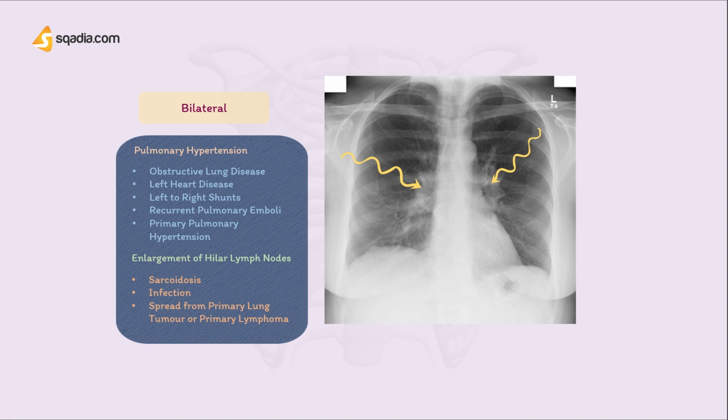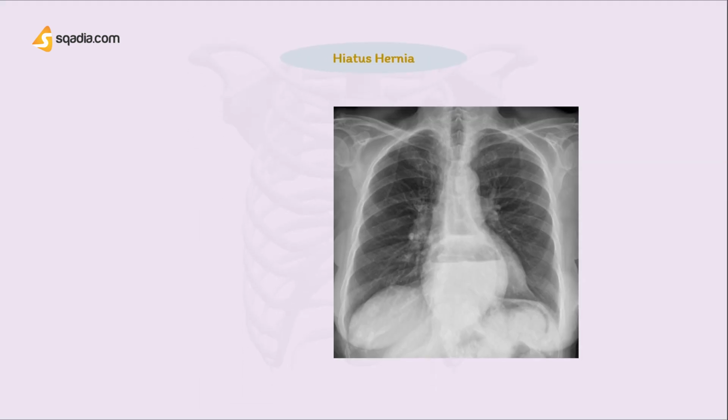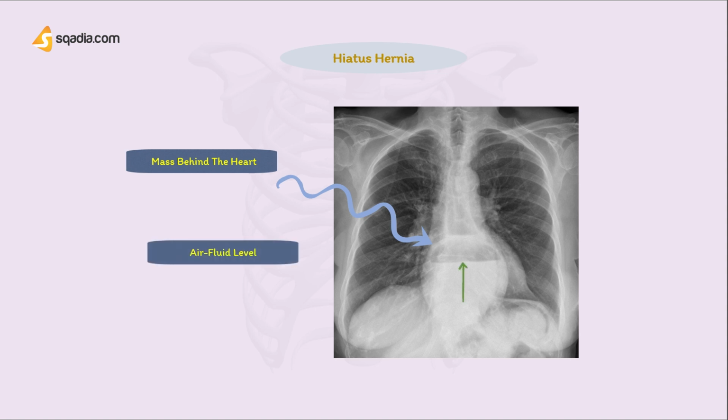And lastly, we have the hiatus hernia. Now, this is a herniation of the stomach into the thorax. On an erect chest X-ray, it appears as a mass behind the heart with an air fluid level. So that was all about C for circulation. Keep watching for the other parts, which are D for disability and E for everything else.